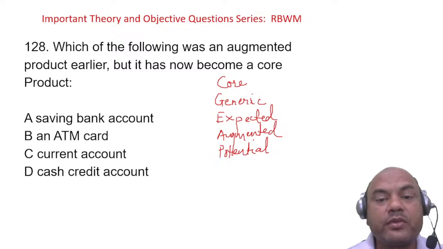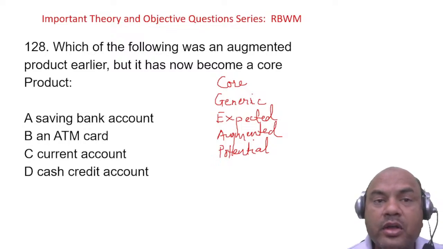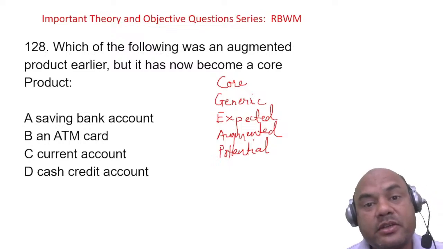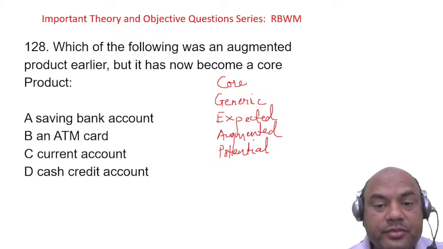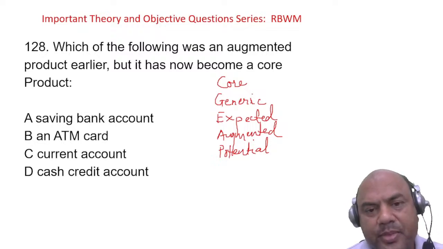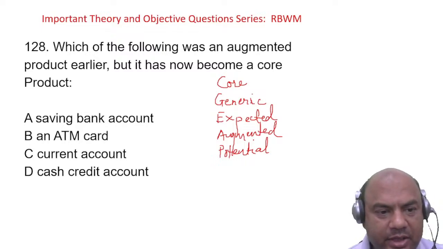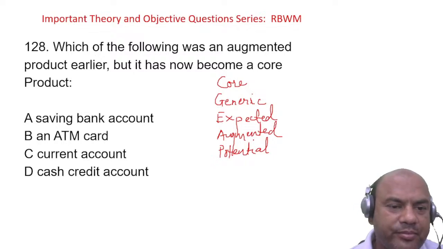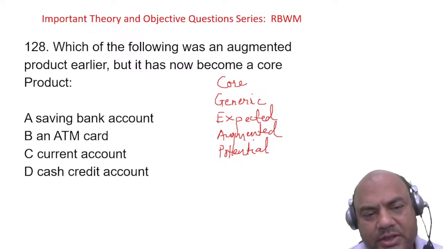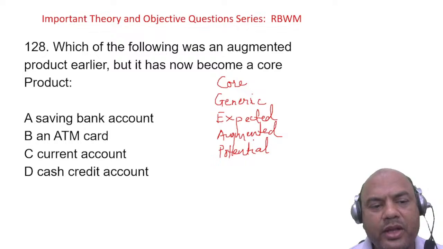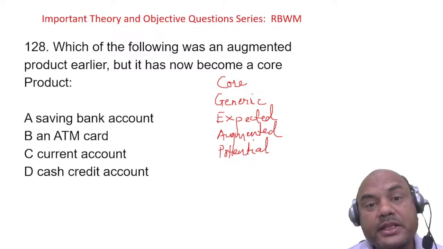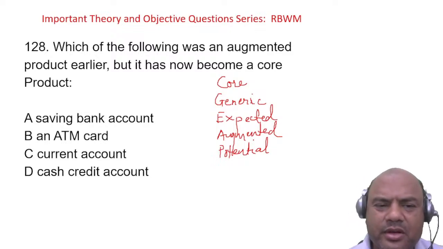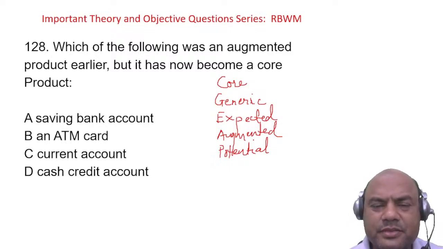So which of the following was an augmented? Augmented means some very surprising or very interesting product. For example, ATM card, current account, cash credit. First you answer, then I'll give you the answer. Savings bank account, ATM card, current account and cash credit. It was a surprise earlier, but now it has become a generic product. Correct?